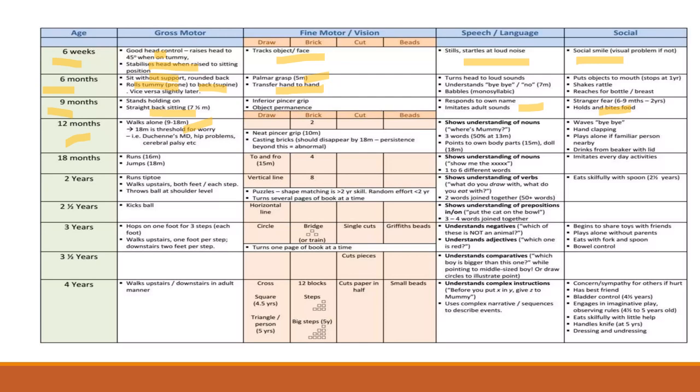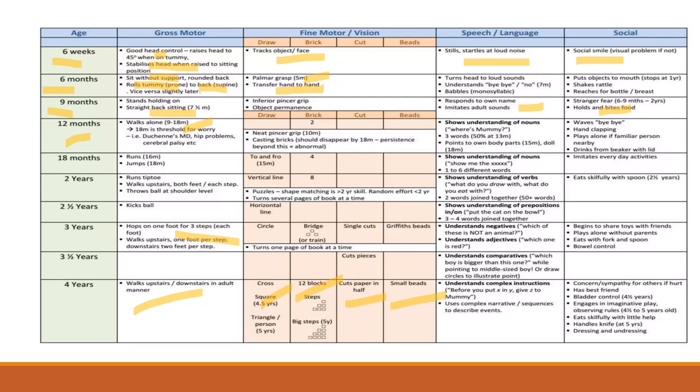In 18 months, runs and jumps. Then in 2 years, runs on tiptoe, walks upstairs with both feet on each step, throws balls, etc. Then 2.5 years, kicks balls. At 3 years, hops on foot, walks upstairs, and by 4 years walks downstairs in adult manner, etc. And they develop the fine motor skills, which include crayons. 12 blocks will be arranged, and squares and triangles will be drawn, and cuts paper in half, small beads.